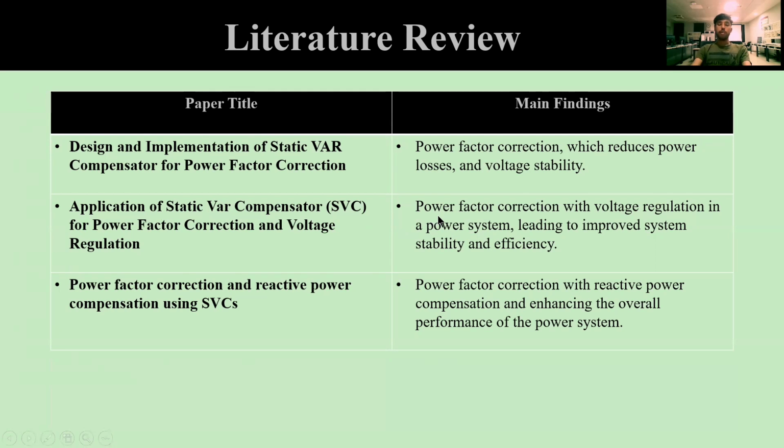In this paper, they designed an effective filter to remove the harmonic distortion, or THD, which leads to increased efficiency and improved stability of the system. The third paper that we went through is Power Factor Correction and Reactive Power Compensation using SVCs. In this paper, they designed a static VAR compensator at the grid level and at high voltages. So they worked at the grid level.